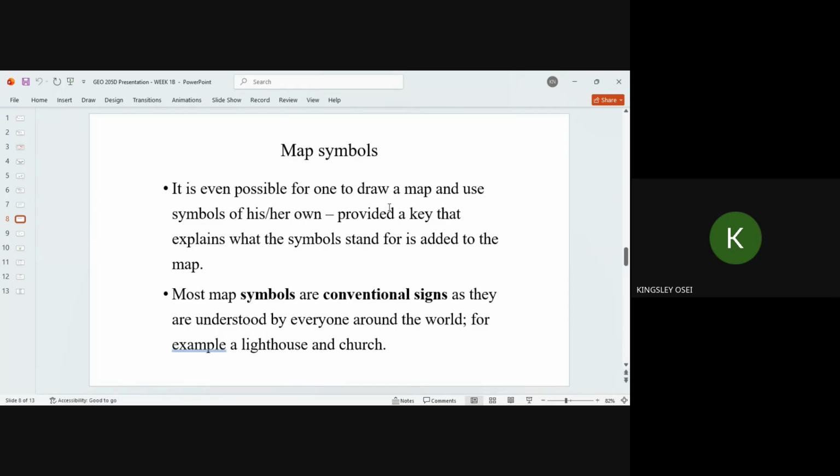Most map symbols are conventional signs, as they are understood by everyone around the world. So that is the departing point. What makes conventional signs different from map symbols? We can see that conventional signs are a subset of the bigger picture called map symbols.